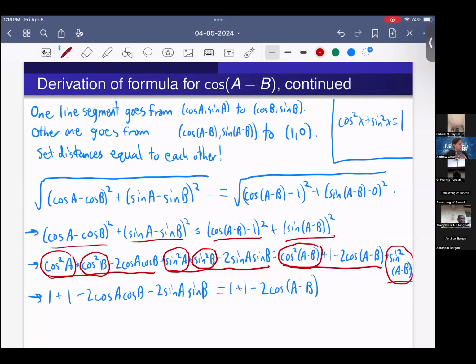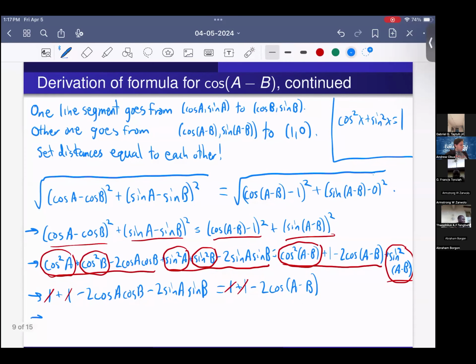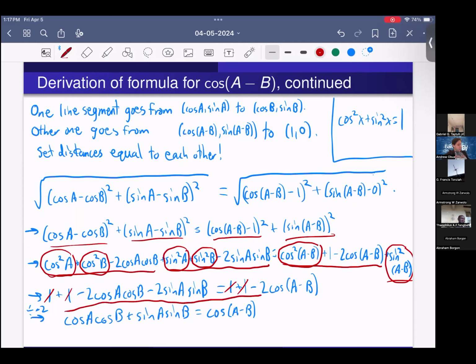Now the 1's cancel out. So I have minus 2 times (cosine A cosine B plus sine A sine B) equals minus 2 cosine of (A minus B). But I've got these minus 2's everywhere, so let me divide out by minus 2 on both sides. Then I get cosine A cosine B plus sine A sine B is equal to cosine of (A minus B). And this is the formula that we want.